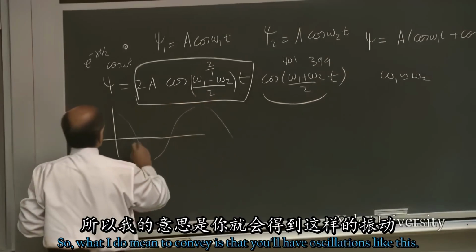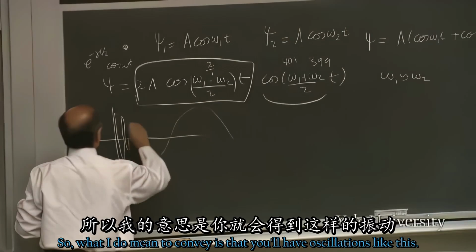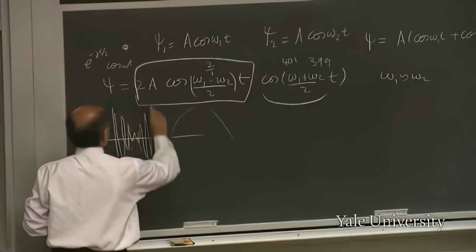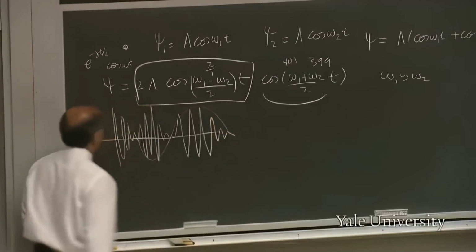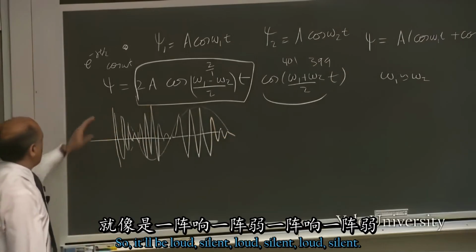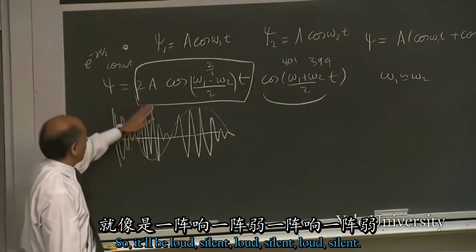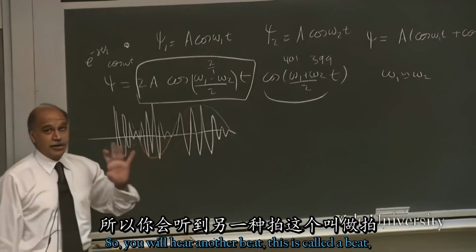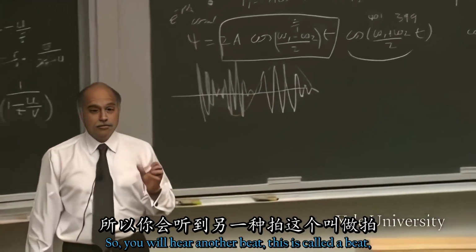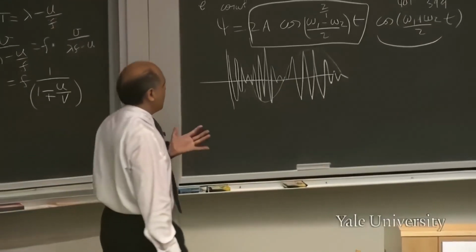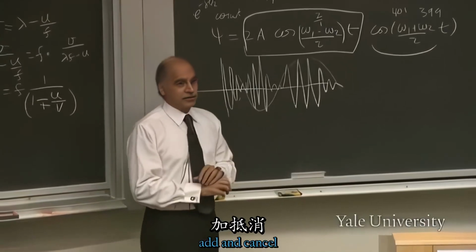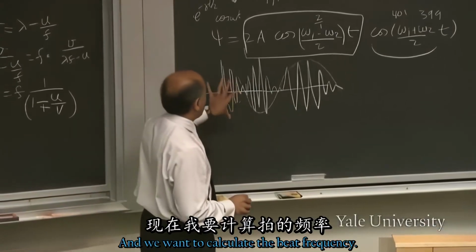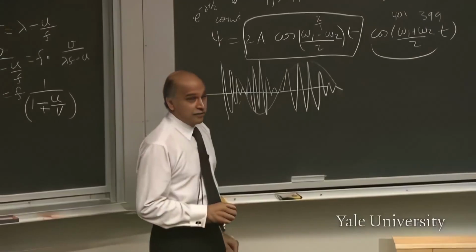So what I mean to convey is that you will have oscillations like this. So it will be loud, silent, loud, silent, loud, silent. So you will hear another beat. This is called the beat, in which you will hear a hum in which together they add and cancel, add and cancel. And we want to calculate the beat frequency.